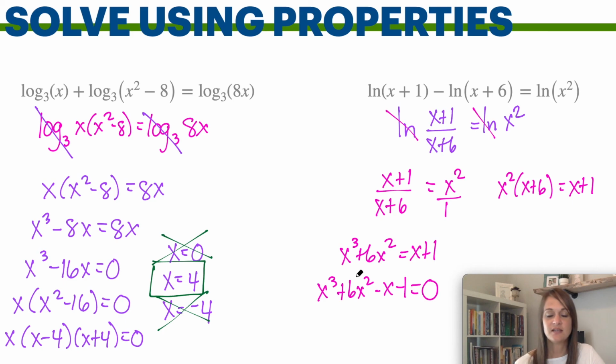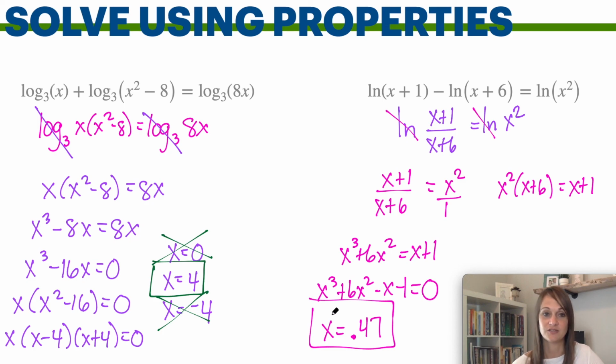Now, according to synthetic division, you do not find a rational number that does work in order to give you a remainder of 0. So if you were to graph this function, you would see that it crosses the x-axis at x equals 0.47, and that would be your answer.